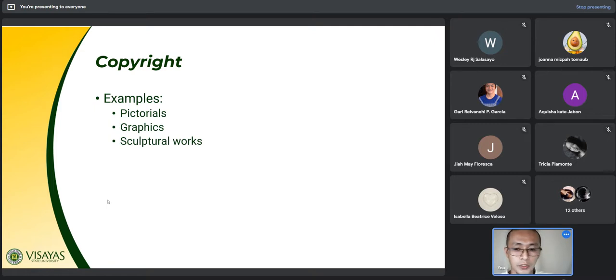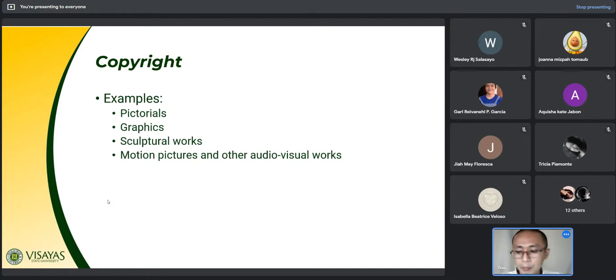Sculptural works, sculptures, carvings, these are still protected with copyright. Motion pictures and other audiovisual works. With motion pictures, we mean here those movies. Okay, videos, sounds, those are motion pictures and audiovisual works. Again, you cannot record a movie because the copyright doesn't belong to you. Okay? And it's illegal to distribute a copy of a movie without permission from the filming company.